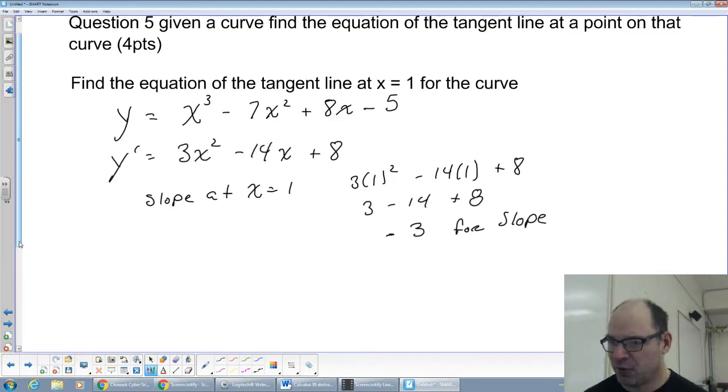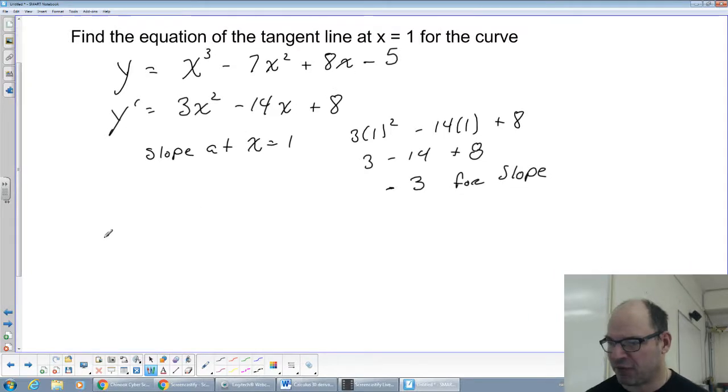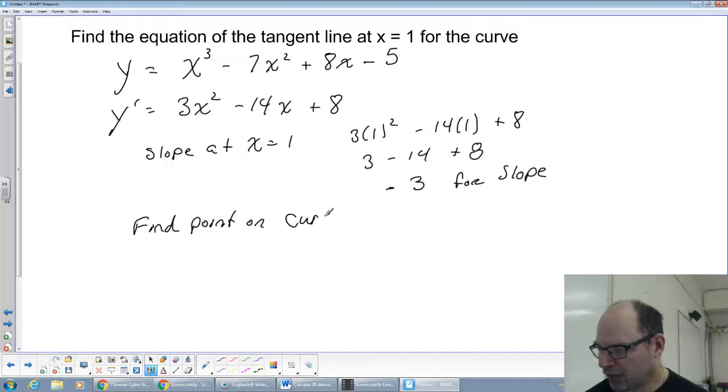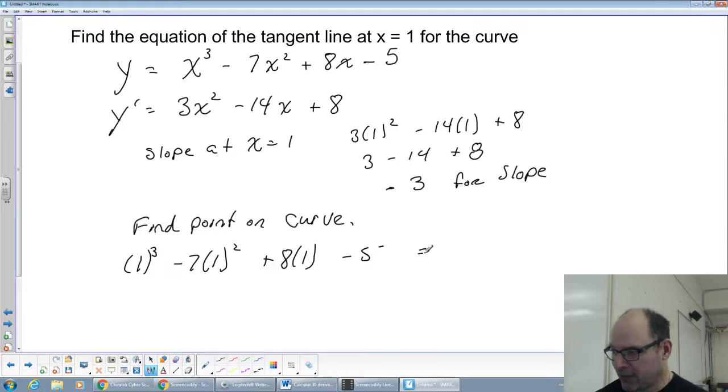Okay, so now what we want to do is find the equation of the line. So we have to find the point on the line. Or in this case, it's on a curve. It's not on a line. It's on a cubic curve. So 1 cubed minus 7 times 1 squared plus 8 times 1. That's why I took away the pi there, minus 5. Okay, sorry about that, guys. So this equals y: 1 minus 7 plus 8 minus 5.